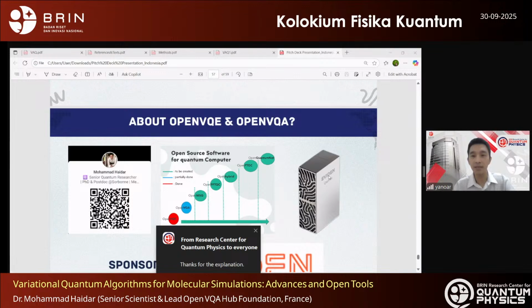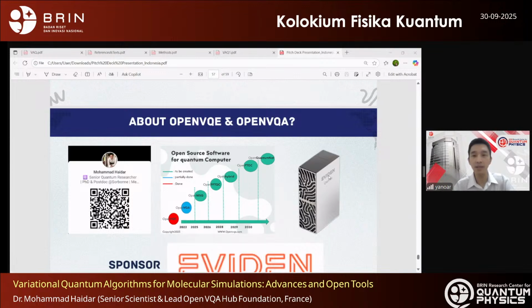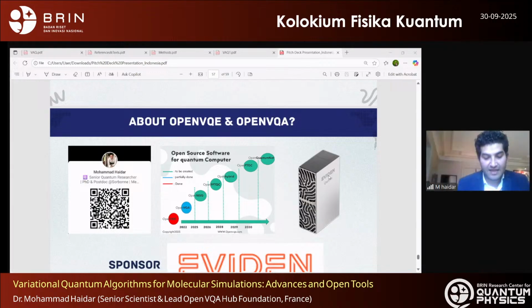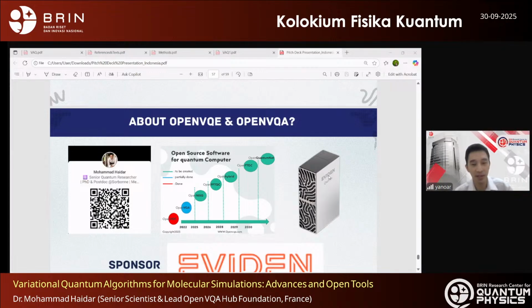And then the question from Yuga. In the future, when we have a fully functioning fault-tolerant quantum computer, do we still use the VQA? You mean do we still use VQA once we have the fault-tolerant quantum computer without any NISQ devices? Right. So in the long term with fault tolerance, do we still use VQA?